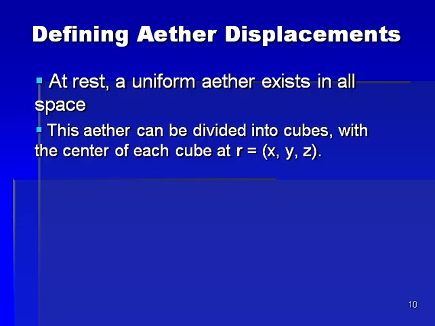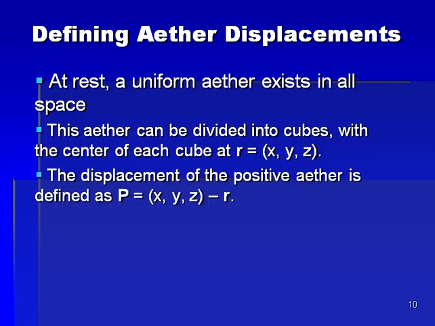R is equal to x, y, and z. We can then analyze the motion of this ether by looking at the deviations from this equilibrium condition at each point. Said in simpler terms, we can look at each one of the cubes and watch them move over time. Both the cube of the negative ether and the cube of the positive ether can move independently.